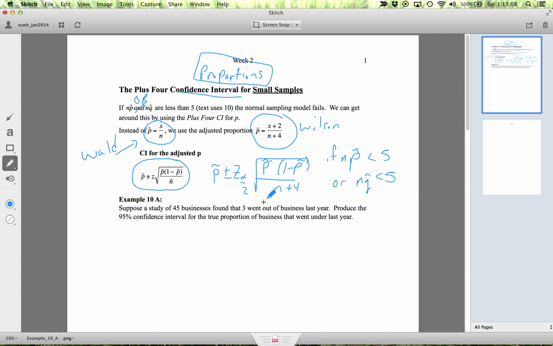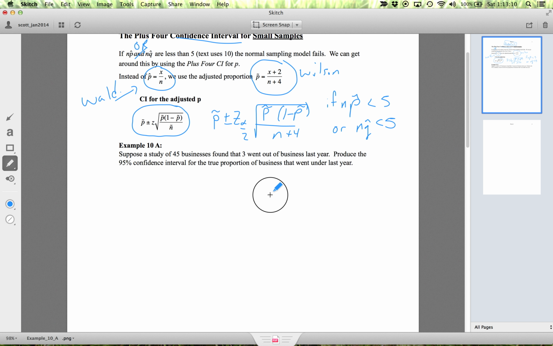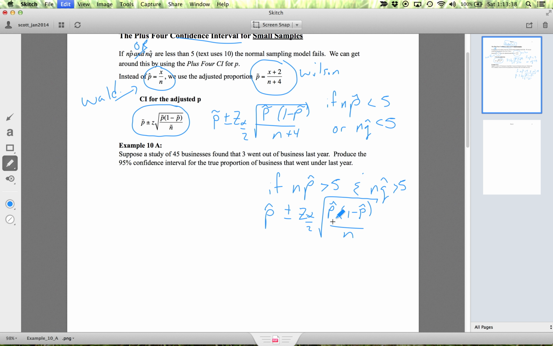However, if n times p hat is greater than 5 and n times q hat is greater than 5, then you can be using the Wald, which is p hat plus or minus z alpha over 2 times the square root of p hat times 1 minus p hat over n, for your confidence interval. So that's how to tell which to use, the Wald or the Wilson statistic.